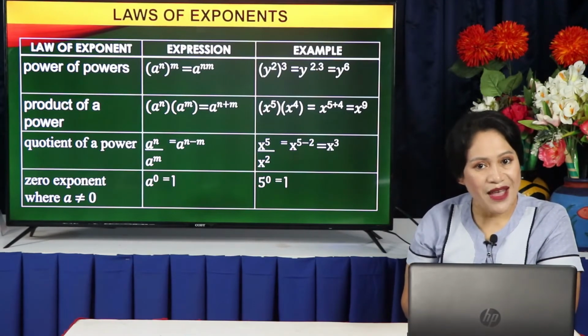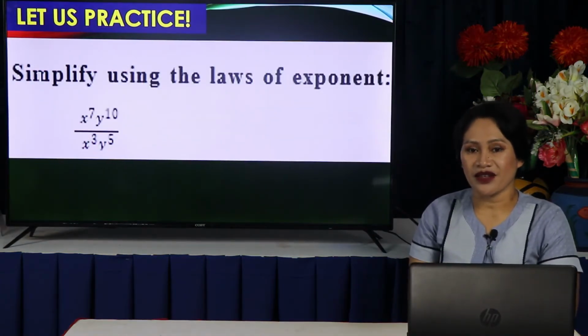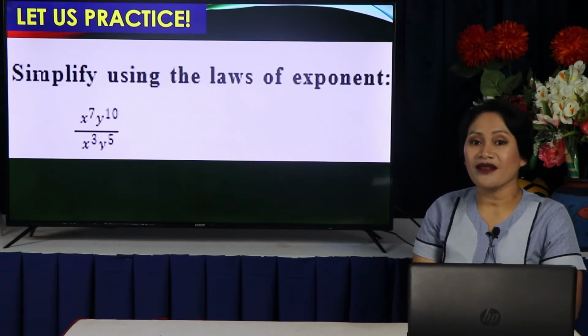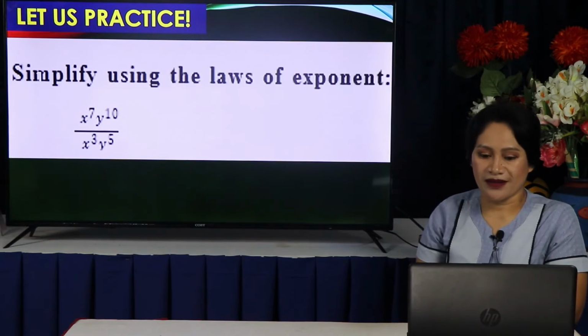Did you get it? Very good. This time, let us practice. I will guide you to answer each item. Let's start with number 1. Simplify using laws of exponents.